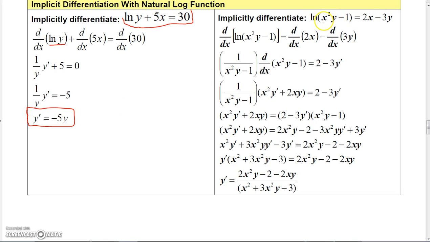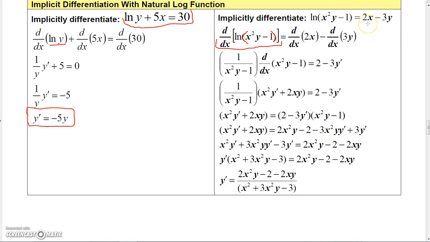You have natural log of x squared y minus 1 equals 2x minus 3y. Well, to take the derivative of the natural log of x squared y minus 1, this is the natural log of this entire argument, x squared y minus 1. Well, what you have to do is 1 over x squared y minus 1, then times the derivative of x squared y minus 1. And we'll return to that in a minute.